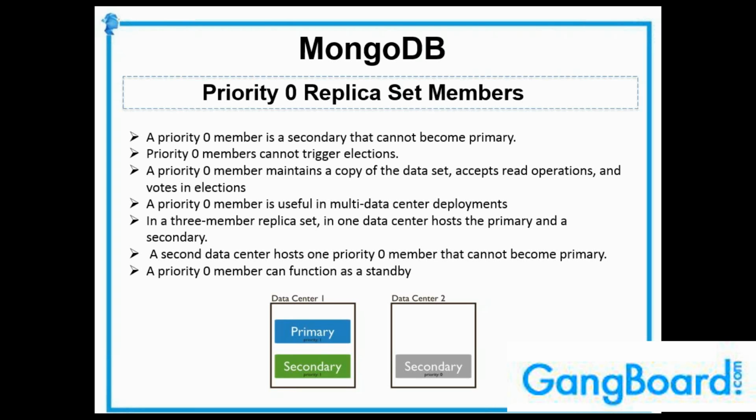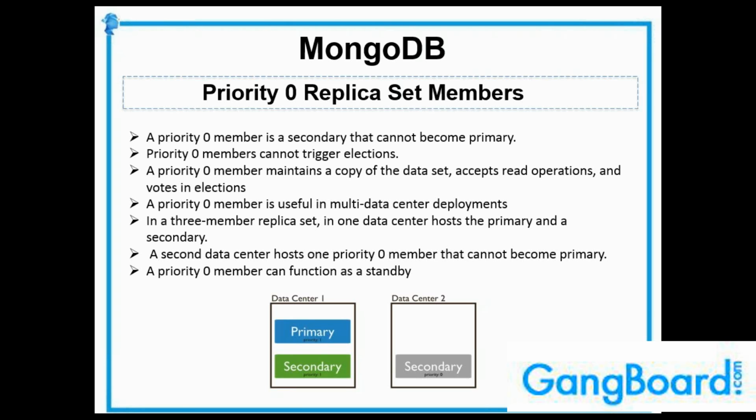But that priority 0 member will have all the data, whatever changes are happening in the primary will get applied to this priority 0 member as well. You can use this node for backup and other reporting purposes.